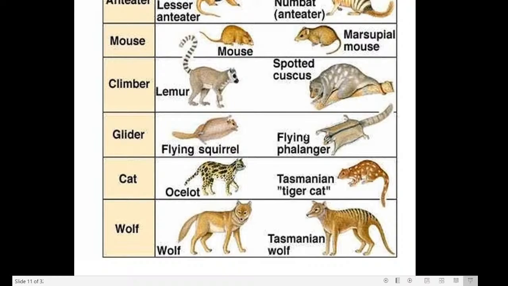Here you can see their legs, like planches. And cat, it's an ocelot, and there is the Tasmanian tiger cat, which looks different. And wolf, it's a Tasmanian wolf, it's normal, but it looks different, it changes its external surface, body and face. These are all the changes based on the adaptive modification.